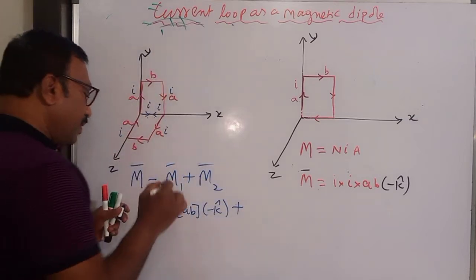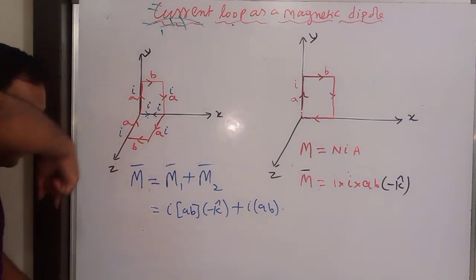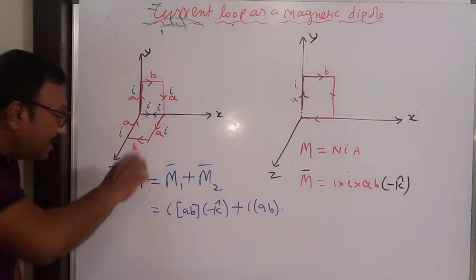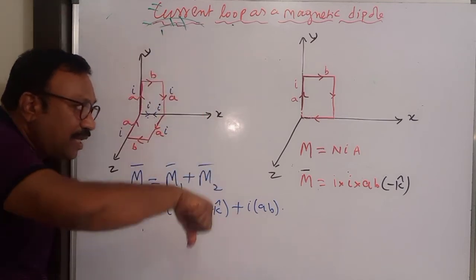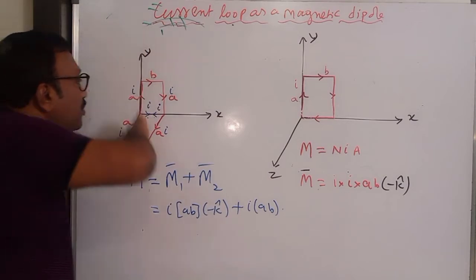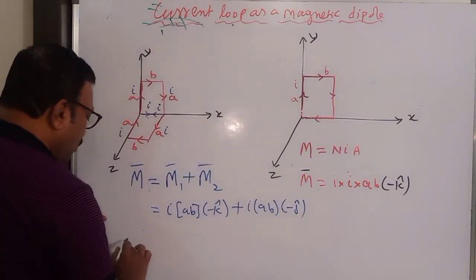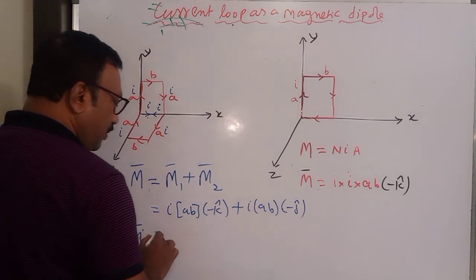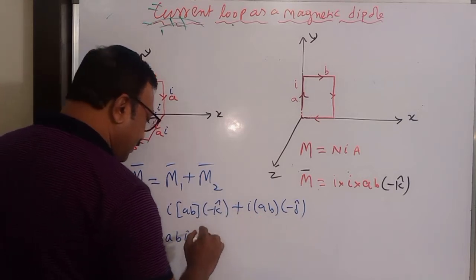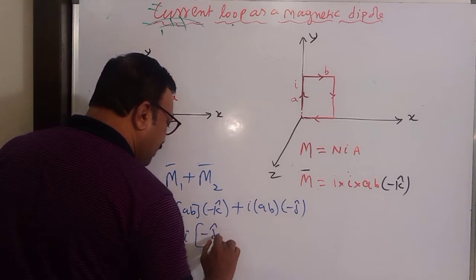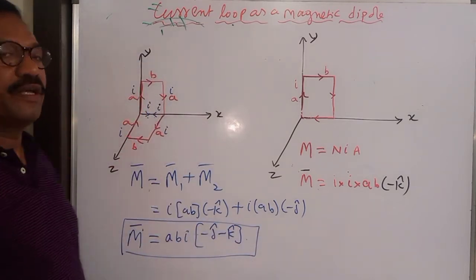Plus, now coming to m2. Again I into area, which is AB. Now direction. Current is like this, it is on the XZ plane. Therefore, I will be getting down. Down means minus J cap. So finally, the magnetic moment m bar is equal to AB into I, common on both sides, in brackets, minus J first, then minus K. This will be the magnetic moment of this loop in vector form.